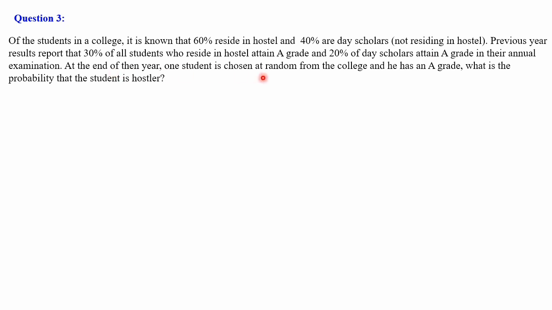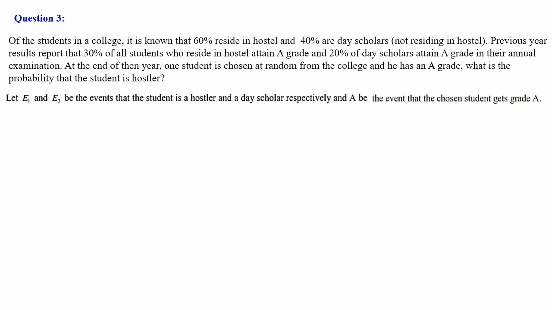And we have to find out, if a student is chosen at random who has an A grade, the probability that the student is a hosteler. Surely it is a reverse probability. Using Bayes theorem, we have to calculate the required probability. As before, let's define E1 and E2. Let E1 and E2 be the events that the student is a hosteler and a day scholar respectively, and A be the event that the chosen student gets A grade. This we have already discussed.